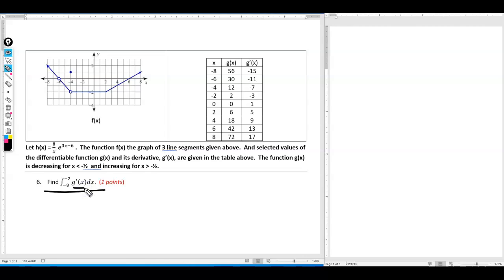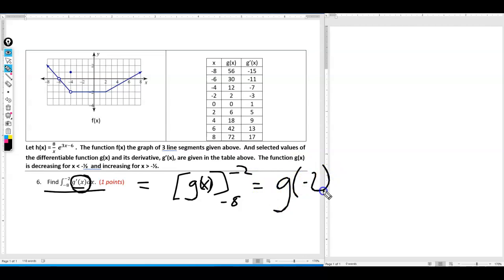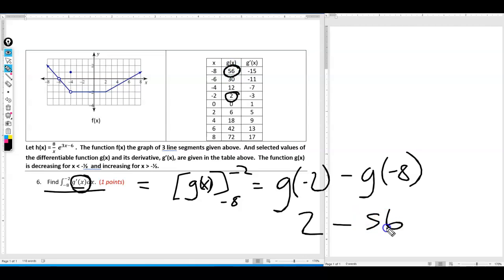In this case, here's how I would handle this. We would integrate g prime. What is the integral of g prime? It is g of x. An integral cancels out the derivative. And we're going from negative 8 to negative 2, which means g of negative 2 is being subtracted from g of negative 8. And from there, we just use our table. G of negative 2 is 2, and g of negative 8 is 56. And so the final answer here would be negative 54.